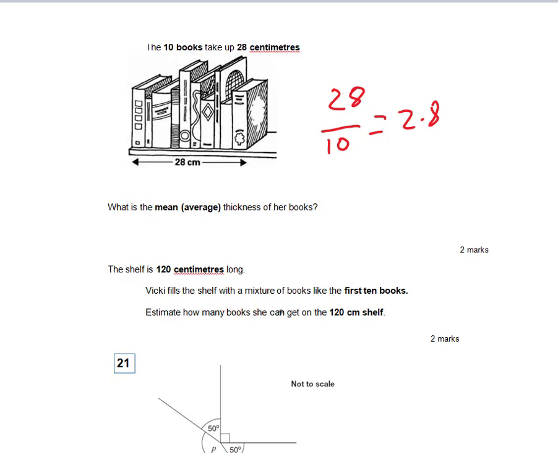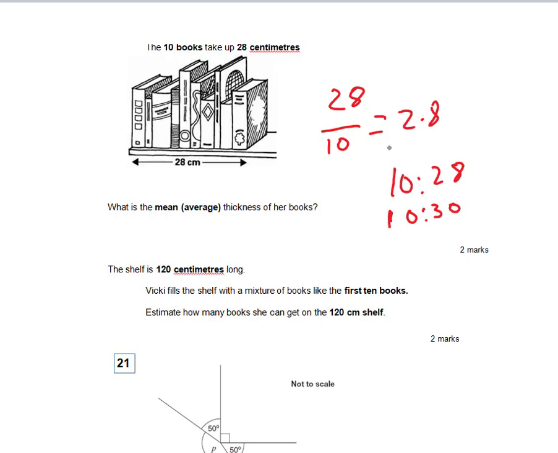Estimate how many books she can get onto the 120 centimeter shelf. So we've just got to write it as a ratio. We can say 10 books take up 28 centimeters, and because the question says estimate, what I would do is say 10 books take up roughly 30 centimeters, because 28 is a bit of a strange number to be dealing with. So let's round it up to 30, and the question is saying estimate.